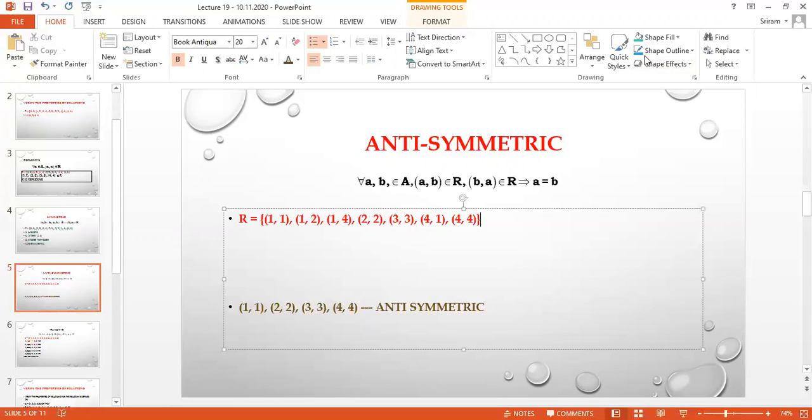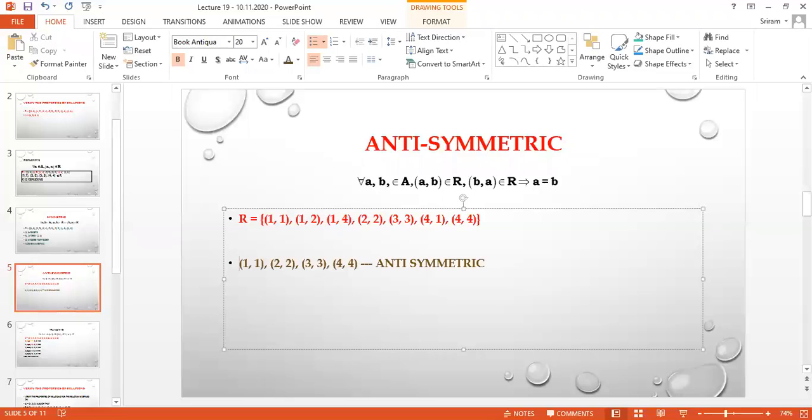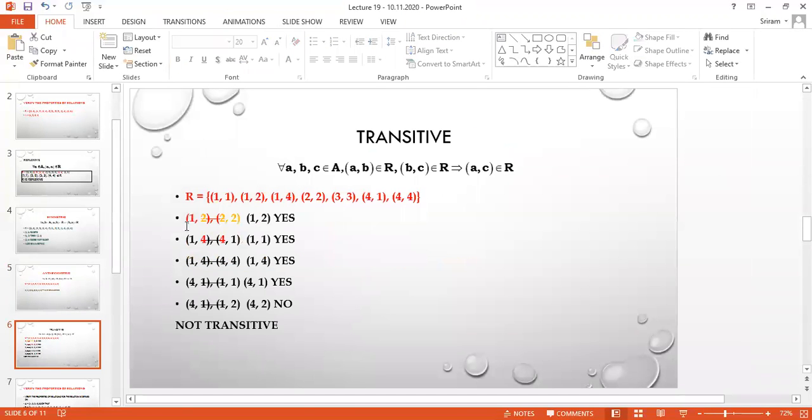If I have all the same pairs, then I can say this is anti-symmetric. Even if any one pair is missing, we are going to say this is not anti-symmetric. This is a very simple, basic principle, dear. Just from the numbers, you are going to check whether the particular pair exists or not. Already everything will be given to you. Just you are going to check the condition.